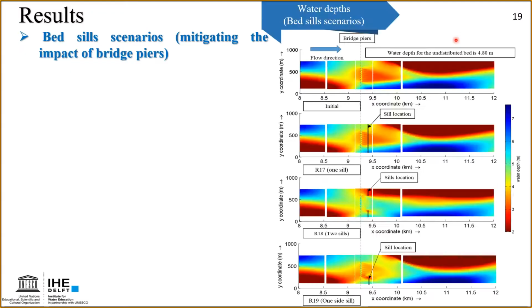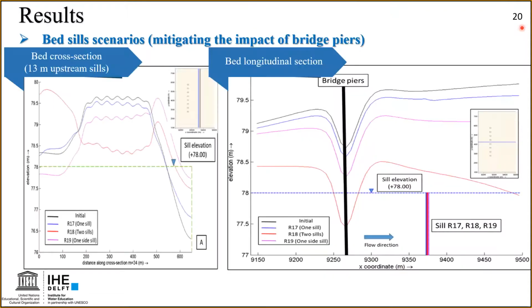Let's have a look at the results. As we can see here, R18, which refers to the two side sills, is the best measure. We can see that it could mitigate the forced bar formation, as the sills redistributed the flow and redirected it to the middle where there is not a big resistance to the flow, and this could make more flow velocity and sediment transport in this area, and it would mitigate the forced bar formation. The other scenarios also mitigated, but not like this scenario.